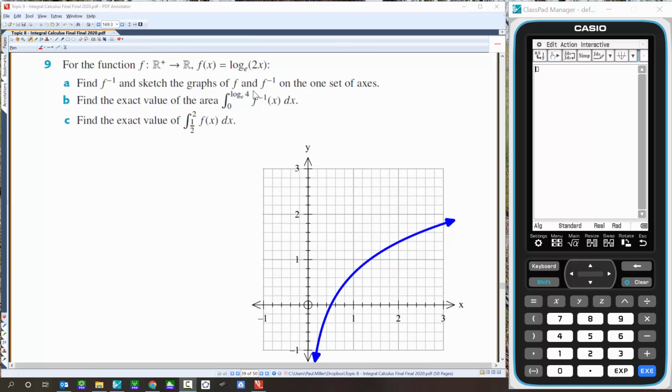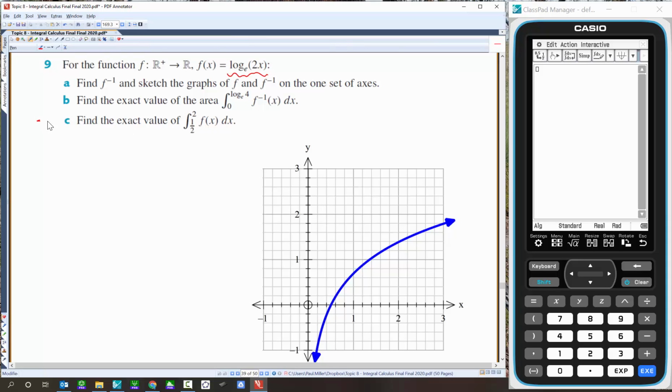Okay, this question's from Cambridge and it comes up every single year as a problem. So what we want to do is consider this function, log e to x, get the inverse function, and then find the exact value of the area, the integral from 2 to 1 of f of x dx.